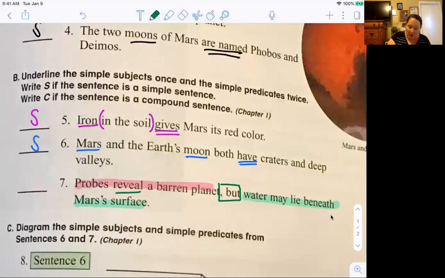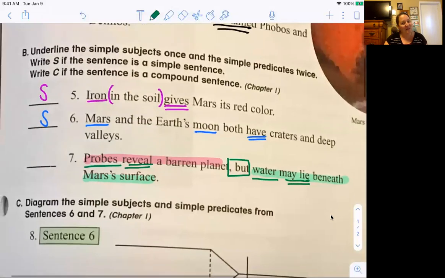Reveal. Who or what reveal? Probes reveal. Okay, what about the second sentence in green? Water may lie beneath Mars's surface. May lie is your predicate. Good job. What may lie? Water may lie. And I kind of gave it a little bit away, but it is a compound sentence because it's two simple sentences joined by a comma and a coordinating conjunction.